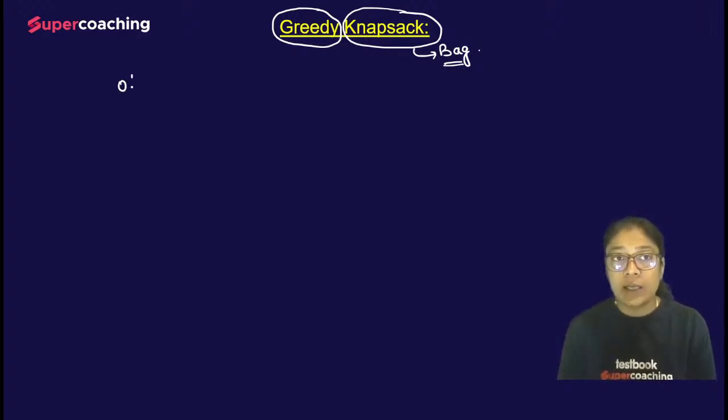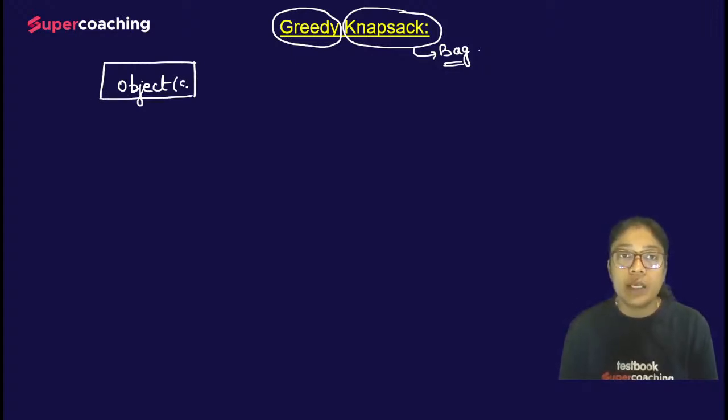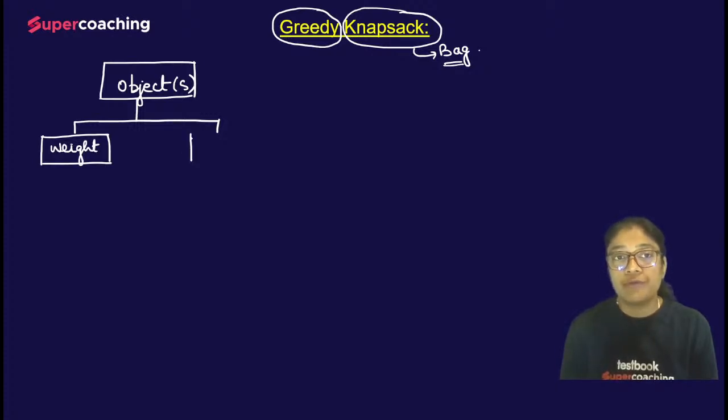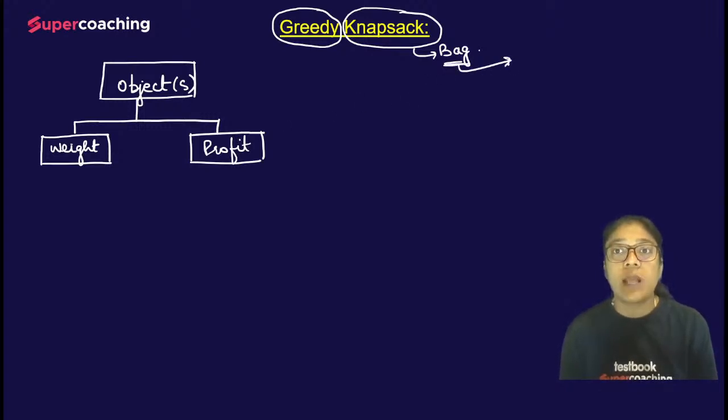So let's assume that there are some objects given to you. There can be n objects. Corresponding to each object, you will be given the weight of the object and the profit associated with the object. But the problem here is that the thief cannot take all the objects because of the capacity of the knapsack, or you can say the capacity of the bag.